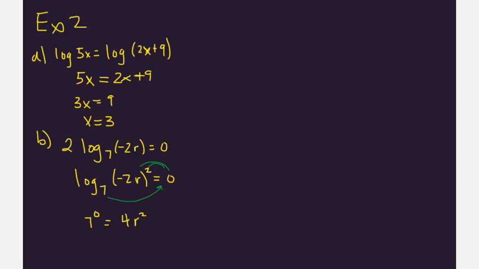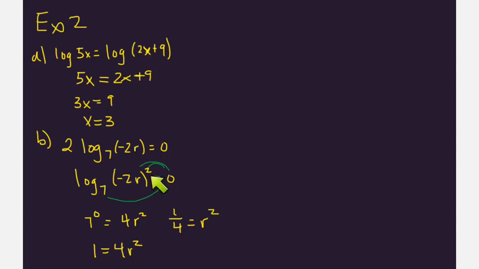At that point, well, 7 to the 0 is just 1. So I'm going to set 1 equals 4r squared. What would you do from there? Divide by 4. Yes, sir? What should you do with the exponent?